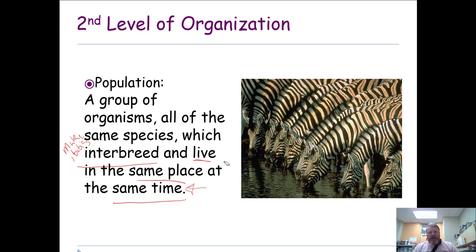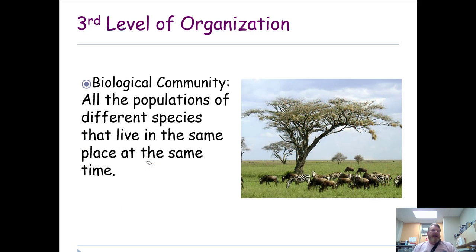Okay, so I know these are some kind of extreme examples, but they have to be in the same place at the same time in the same species. Okay, they can have babies. All right, a biological community.